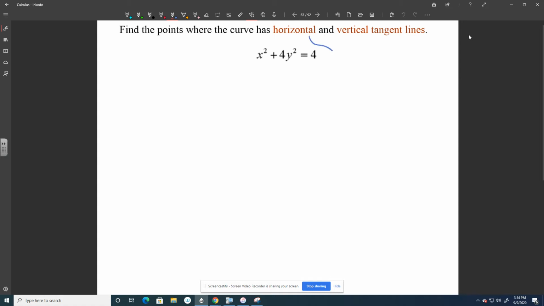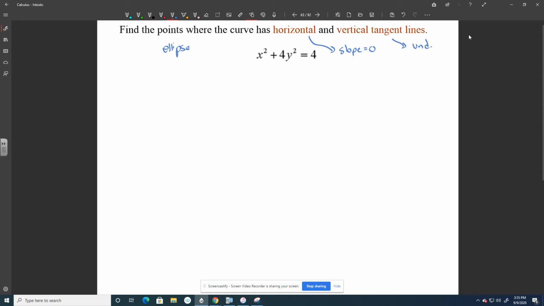Remember, a horizontal tangent line happens when my slope is equal to 0, and a vertical tangent line happens when my slope is undefined. It's when my function isn't defined because there's that vertical line, and when you have a vertical line, your slope is infinity. It doesn't exist, so it's undefined. So what we're going to do first, looking at this, it's almost a circle if it wasn't for this 4. This is actually an ellipse. It's kind of like a smushed circle or an elongated circle, like an oval.